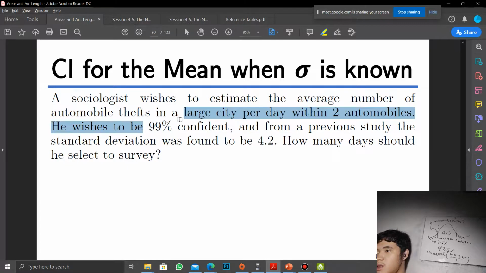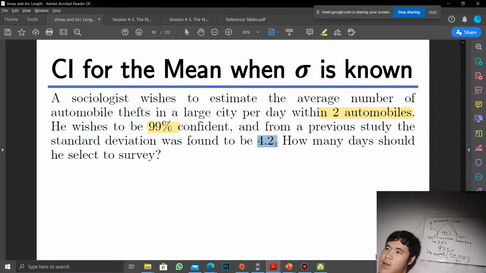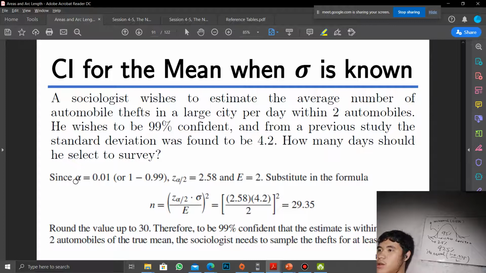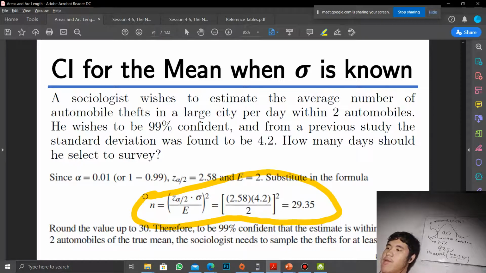Oh, 99% confidence level. Ito yung within. Pag within, yun yung margin of error, guys. Yun yung E, value of E. And standard deviation is 4.2. Just substitute the formula. You'll get this. Z alpha over 2, 2.576 times 4.2 all over E squared. You'll get 29.35. Round up kasi days, no? Days. Eh, tsaka sample size, kapag decimal, always round up one more. Okay, pag sample size, 30 days.